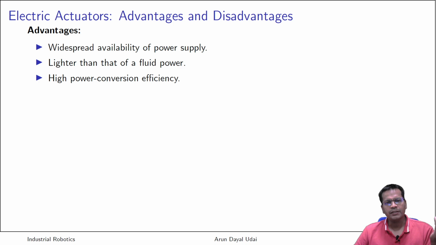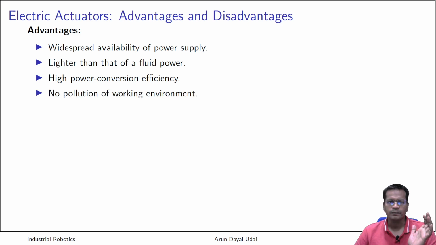Okay, and it has a very high conversion efficiency. Electrical actuators have very good power conversion efficiency. Right from the manufacturing to usage, at different stages you have different losses which are always there. But in the case of electrical actuators, those accumulated losses are a little less as compared to hydraulic or pneumatic ones.